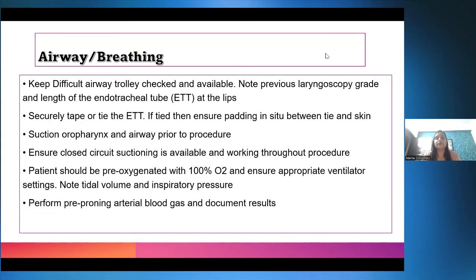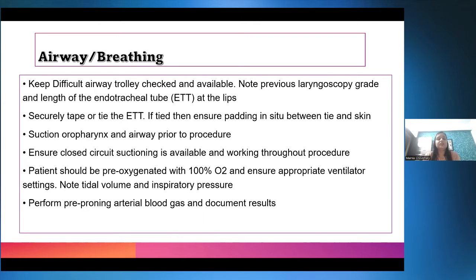Before shifting the patient to prone position, airway and breathing need to be considered. Keep difficult airway trolley checked and available in case of emergency. Note previous laryngoscopic grades and length of endotracheal tube at the lips. This will help us to know the dislocation of ET tube at the time of procedure. Securely tape or tie the ET tube. If tight, then ensure padding in situ between the tie and the skin. Suction the oropharynx and the airway prior to the procedure.